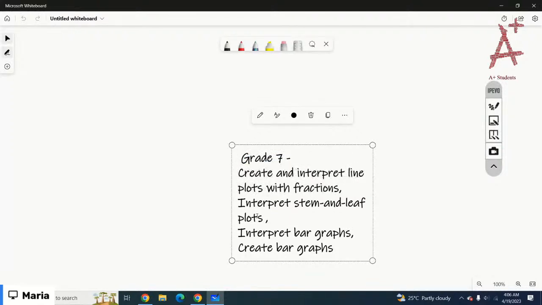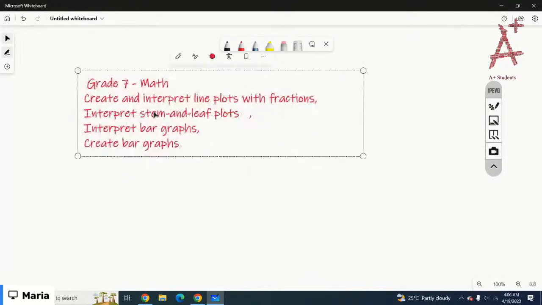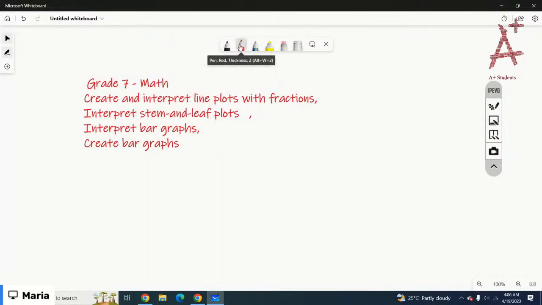So, we're going to start with grade 7 maths. You can find all the lessons on aplusstudents.com. You have to log in there using your email address, and the password is provided by the administrator.